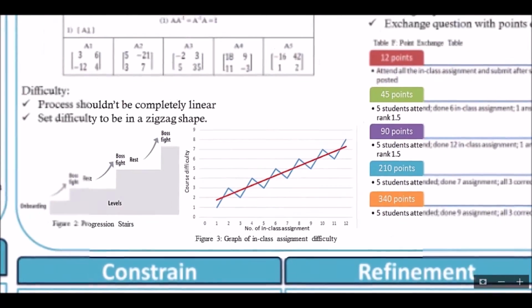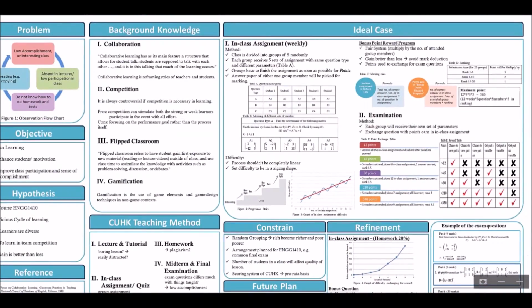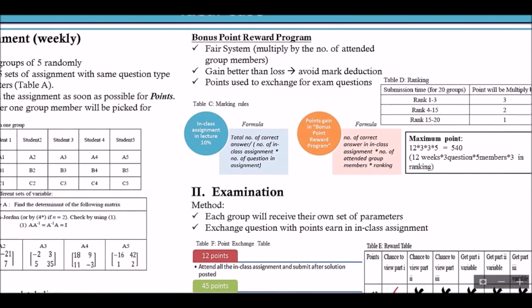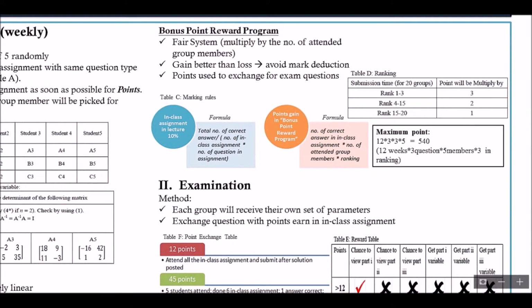To further improve the collaboration and competition in learning, we have the bonus point reward program. The bonus points received can be used to exchange for a question which contains 20 marks in the exam. The formula for calculating the bonus point is the product of the correct answers in the class assignment, the number of attendances of group members, and ranking.